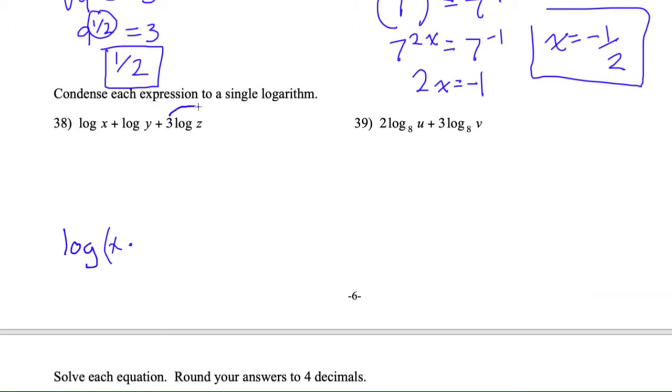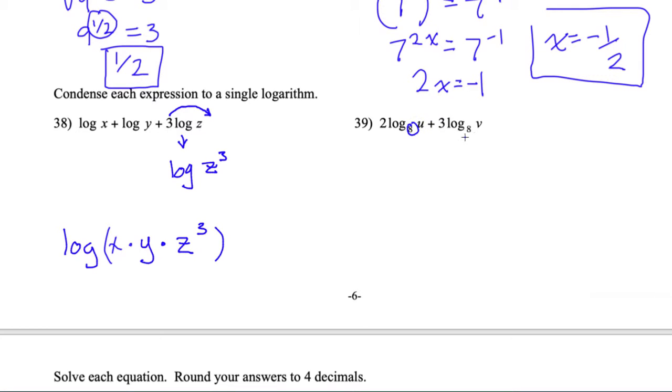So what I can do is use the property of logarithms that says this 3 comes up to the power, and then this becomes, there's still the y here, times z to the power of 3, and then I'm done. So what really happened here, this turned into log base 10 of z cubed. Alright, so a very similar thing is going to happen over here.